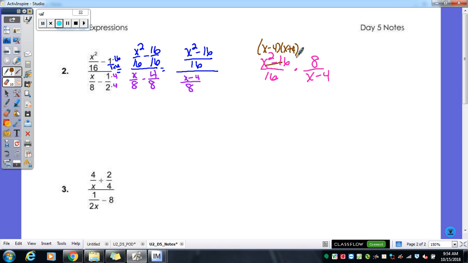So now what can we cancel? Those x minus 4's cancel. And then the 8 and 16 we can do some reducing. 8 goes into 16 twice. So that would give us x plus 4 over 2.